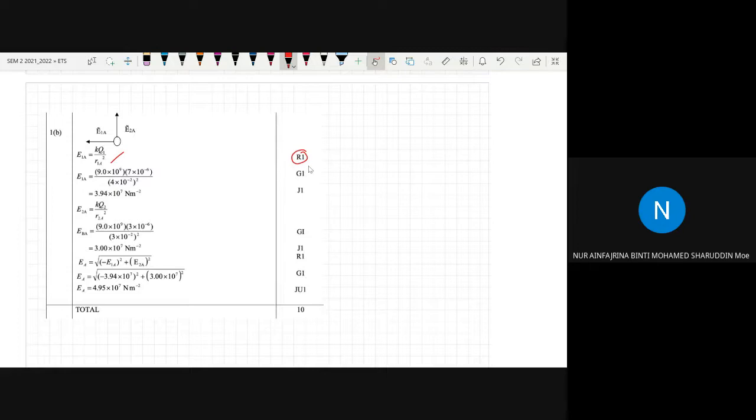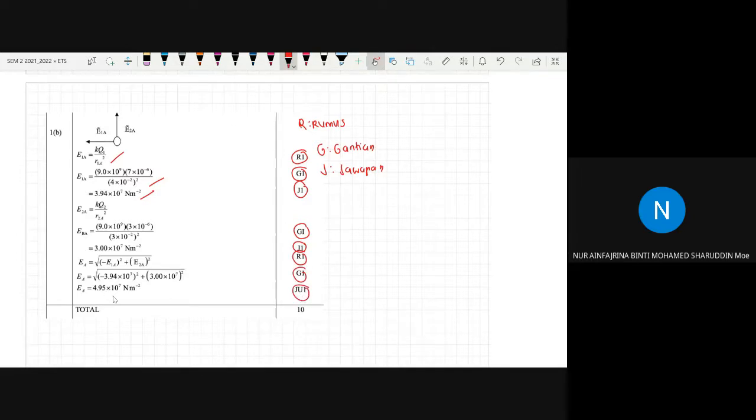Then you will have mark for the substitution, gantian. R is rumus, G is gantian, substitution, J is jawapan. Okay, then your final answer you will get 1 mark. Same goes to another one. Okay, kat sini kita tahu kita dah tulis satu rumus, dekat sini tulis je balik. It's okay. You will still get mark for the gantian, jawapan, rumus, gantian lagi, and jawapan and unit.